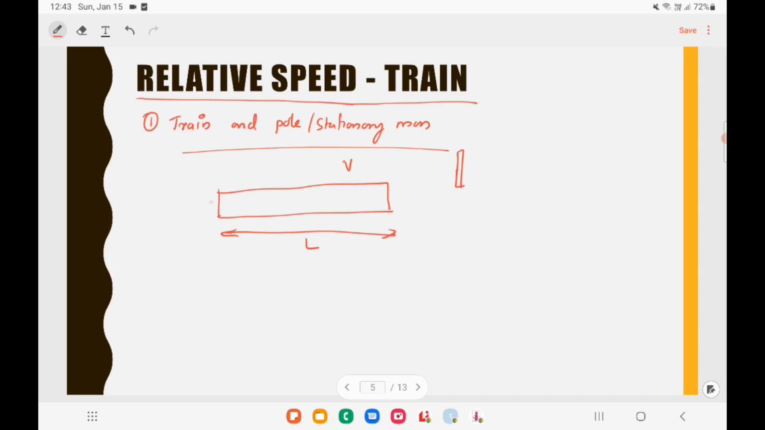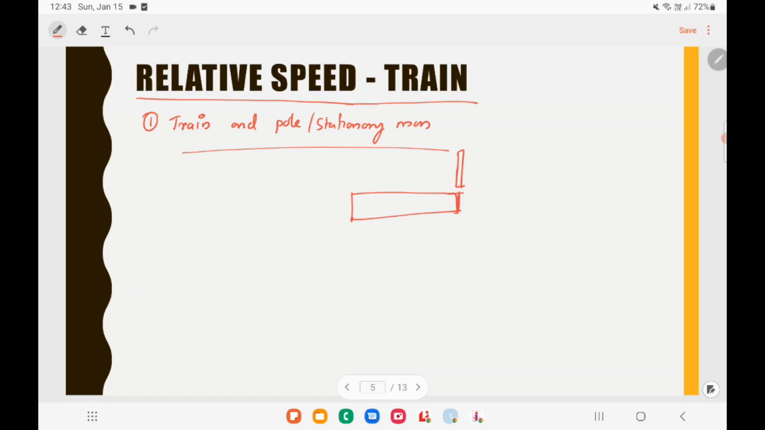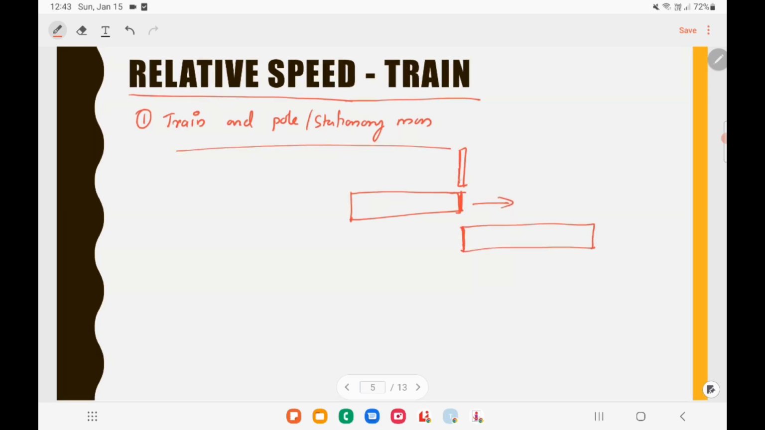And this train is traveling and the train reached here. Okay, so the train is now here, and it started to cross the pole. So when will it completely cross the pole? If the train moved and the back side of the train came here, near the pole, right? So in this way it completely crossed the pole.